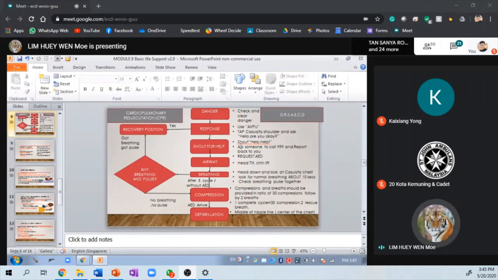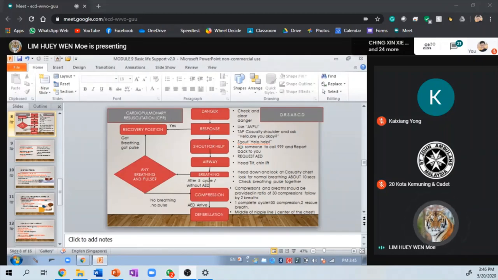After you blow, you must release the nose. After you release, you pinch again and you blow again. So after two rescue blows, you must proceed to 30 chest compressions. So one complete cycle is 30 compressions to 2 rescue blows. For the CPR, you must do 5 cycles, with the ratio of 30 compressions you already know, followed by 2 rescue blows.